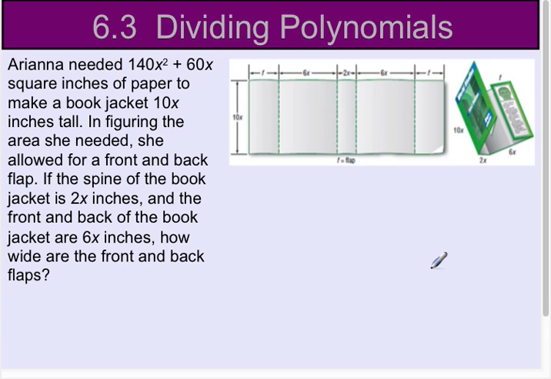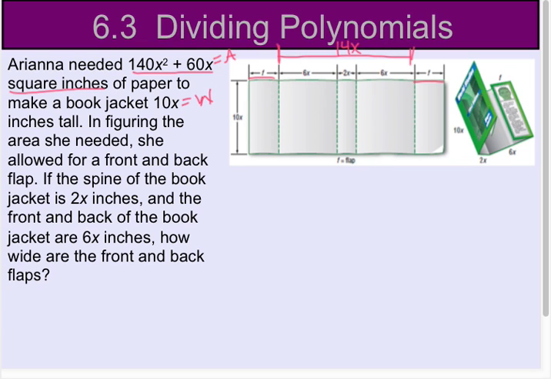One thing I would notice is that my height is 10x. If I look at the length, there is a flap, and then a flap at the end, and also in between there, not including my flaps, if I take 6x plus 2x plus 6x, that tells me this is 14x. So first I'm going to figure out how long the book is. They gave me square inches as area, so this is the area, and they tell me that it's 10x inches tall, so this is the width.